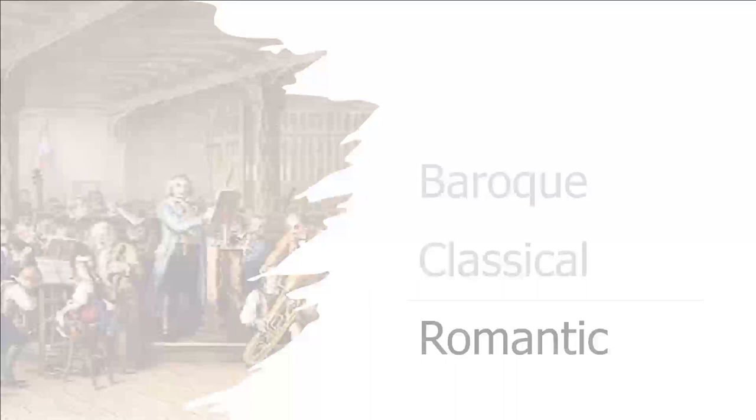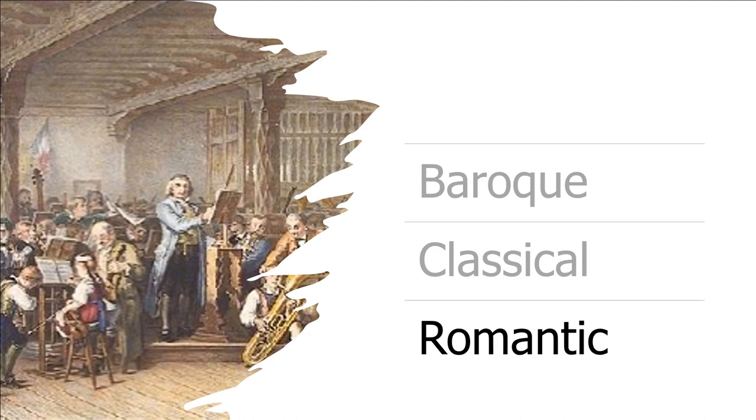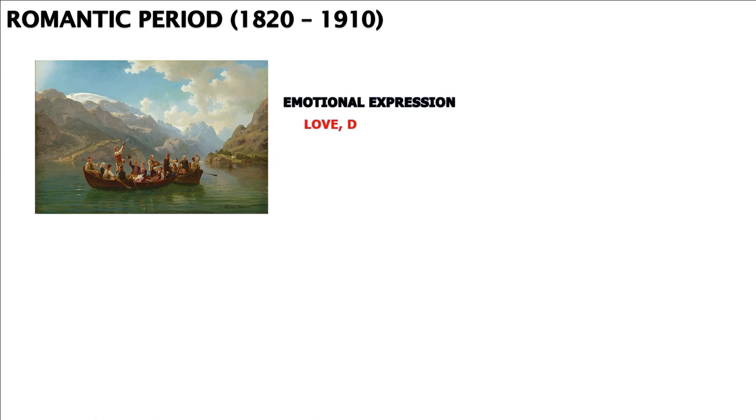Last but not least, we have the Romantic period. From the early 19th century up to the 20th century, one major evolution from the previous Classical period is the emotional expression in Romantic pieces. The major themes of Romantic pieces revolve around love, death, nationalism, and nature.